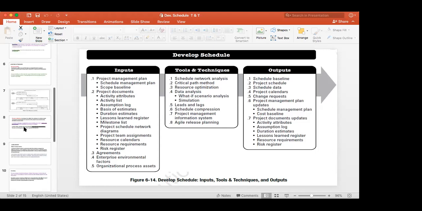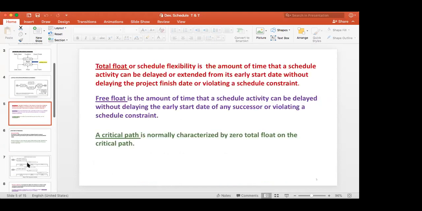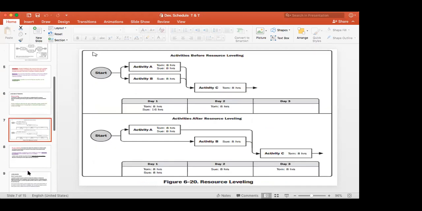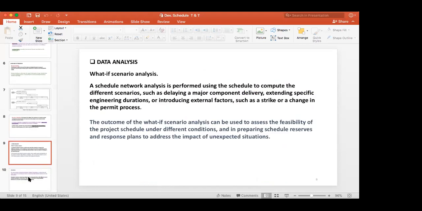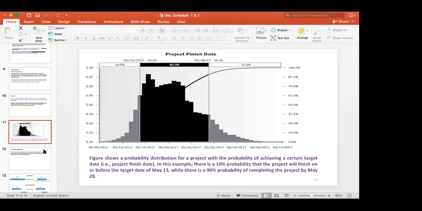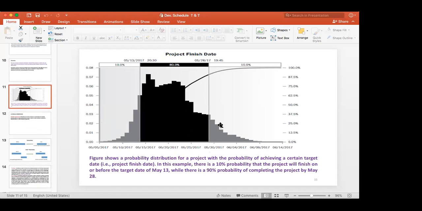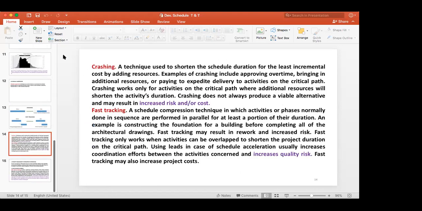What is important here is the precedence diagram and the calculations. This part of the course is very important. Also resource leveling and resource smoothing, you should understand all these things. Data analysis, of course, you should know, but these things are very complicated and highly mathematical. You can learn them later, but you should understand the purpose of it. That's enough. Also important are crashing and fast tracking. So that's all.